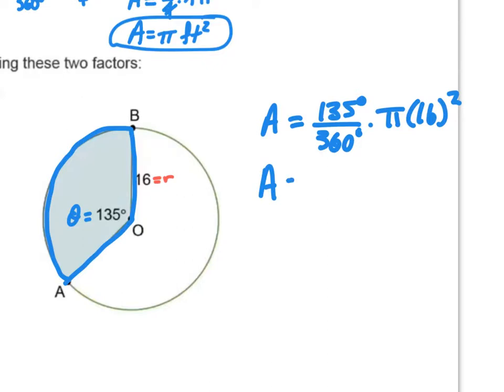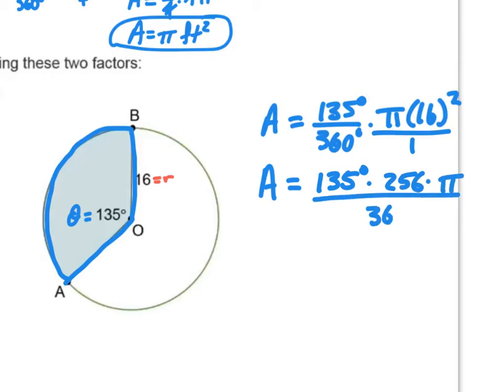Now, 135 divided by 360, let's just do this using your calculator, and you're going to want to use your calculator for this. If I'm multiplying this fraction by this number, I think of this as over 1, and I'm just going to multiply across. So I get 135 degrees times 16 squared. Now, 16 squared is 16 times 16, which is 256. Then multiply that by pi, and then divide that whole thing by 360.